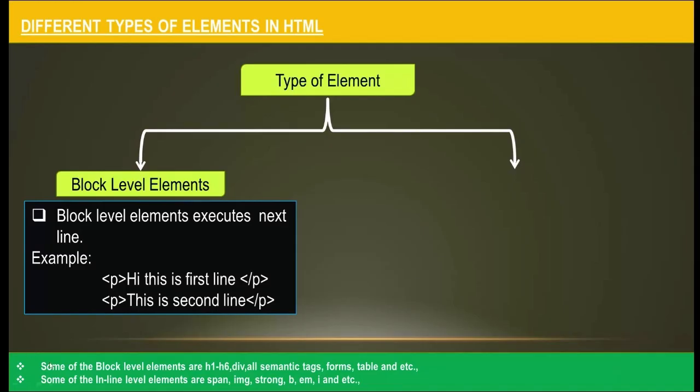Some of the block level elements are h1 to h6, the heading tags, the div tag, the division tags, all semantic tags, forms, tables, and so on. These are some of the block level elements.